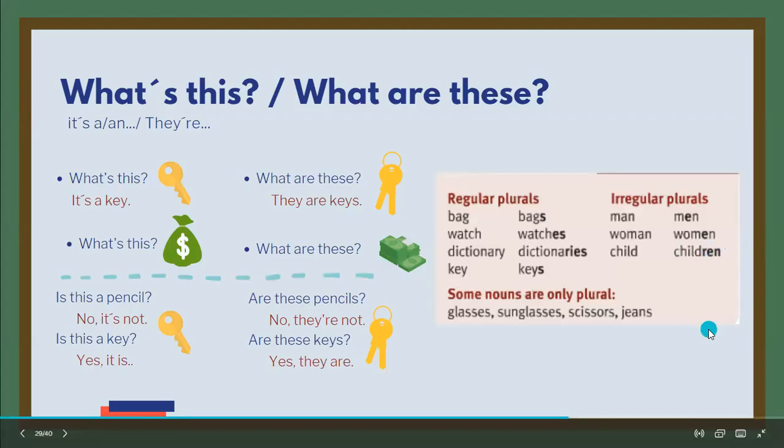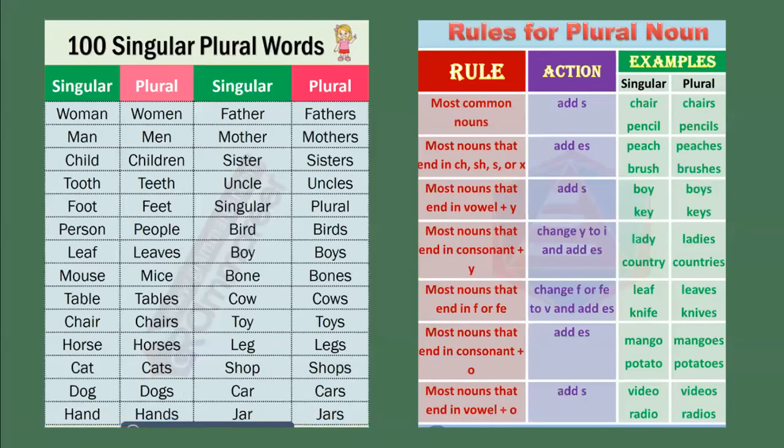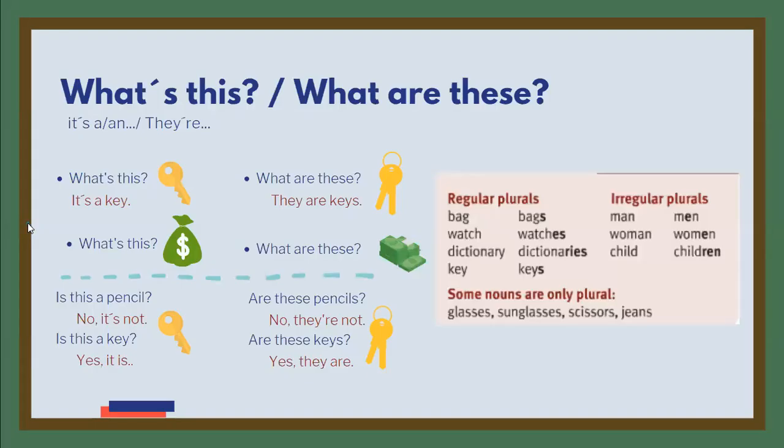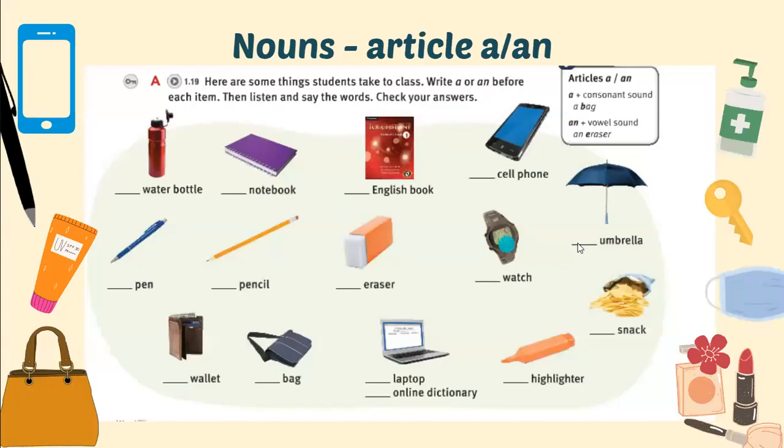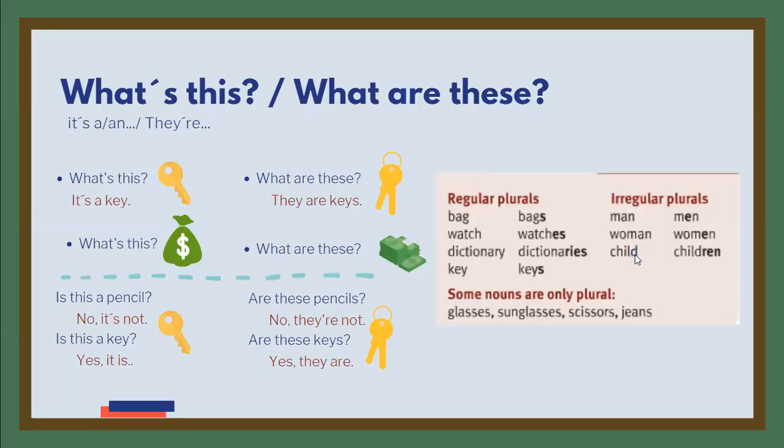It depends, because if you're talking about one thing, we use singular. If you're talking about plural, we're talking about more than one thing. But my question is, do you use a, an with singular or plural? Yes, we use it only with singular nouns. We also learned a little bit about what's this and what are these.